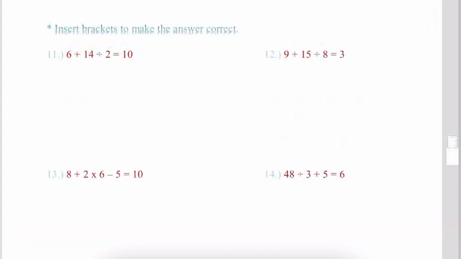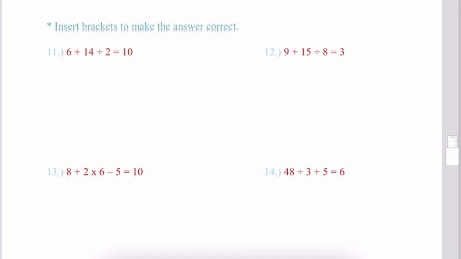In the second part of our lesson today, we will learn how to insert brackets to make the answer correct. Question 11 says 6 plus 14 divide 2, and the answer is 10. If we perform this using our usual order, we have to perform division first. So this would be 6 plus 14 divided 2, which is 7, and the answer in this case is going to be 13.